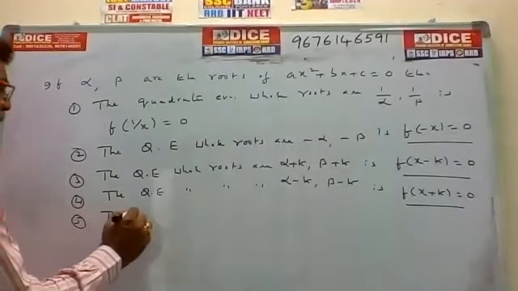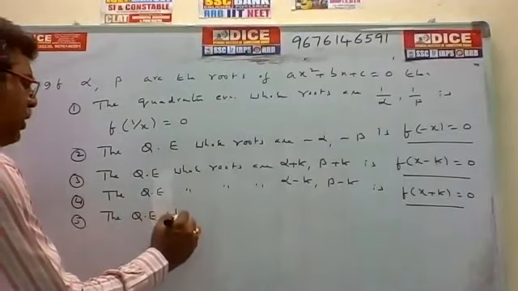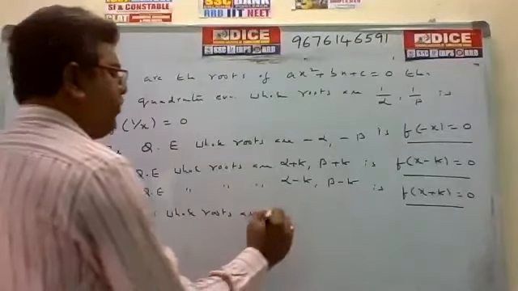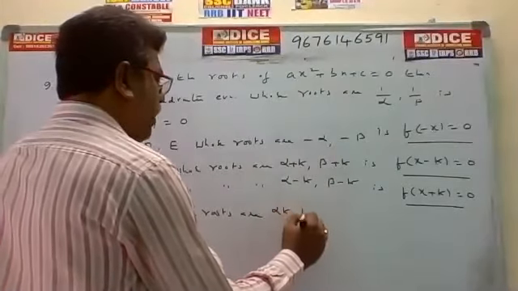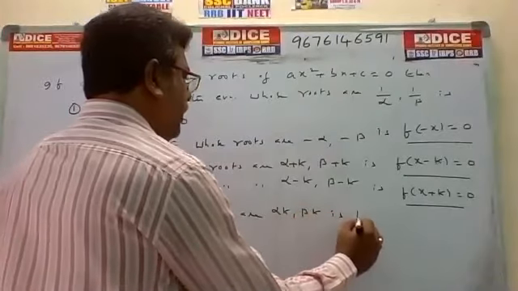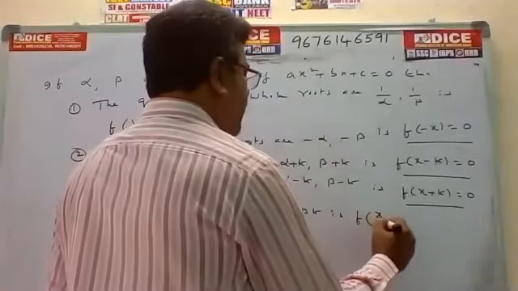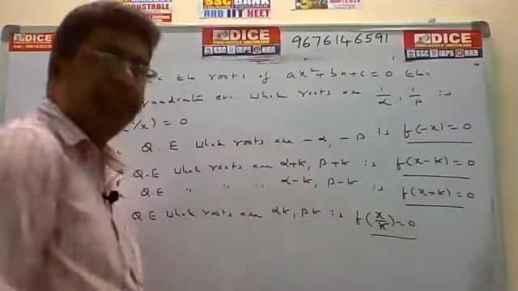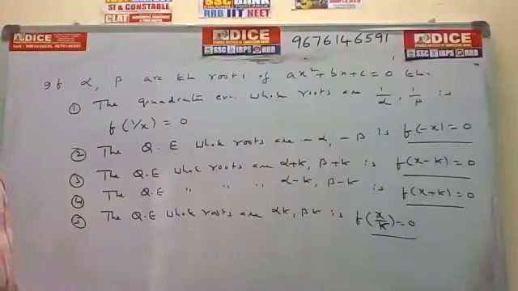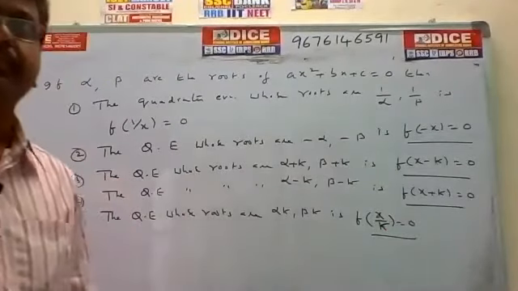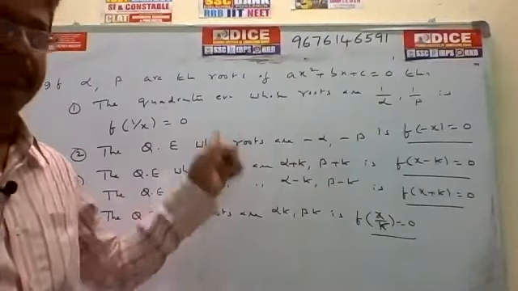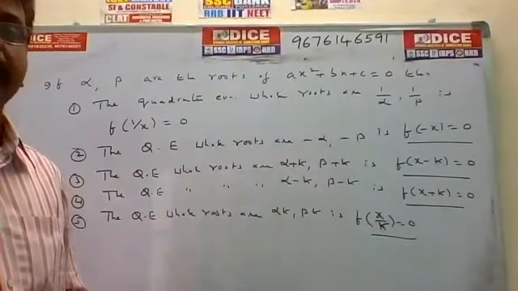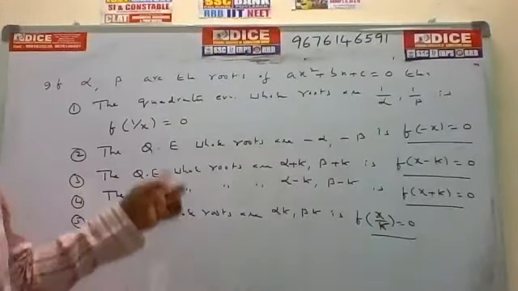The quadratic equation whose roots are alpha into k, beta into k is f of x by k is equal to 0. That is the formula. These formulas are very important. You will get one question from this one. Please write down. If you have any doubt, I will read it once again.